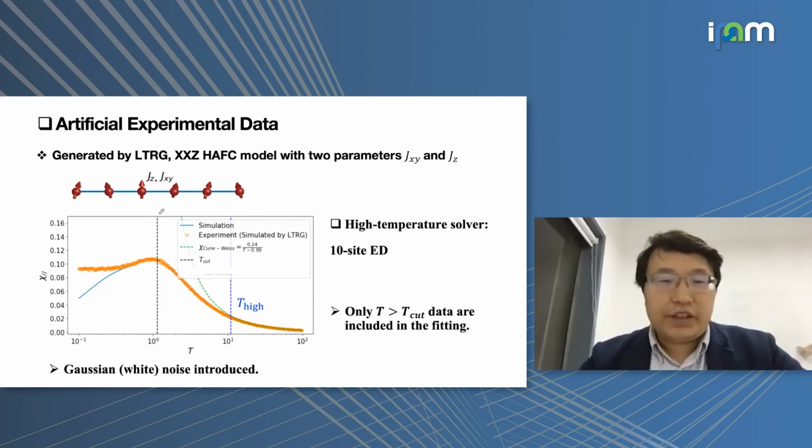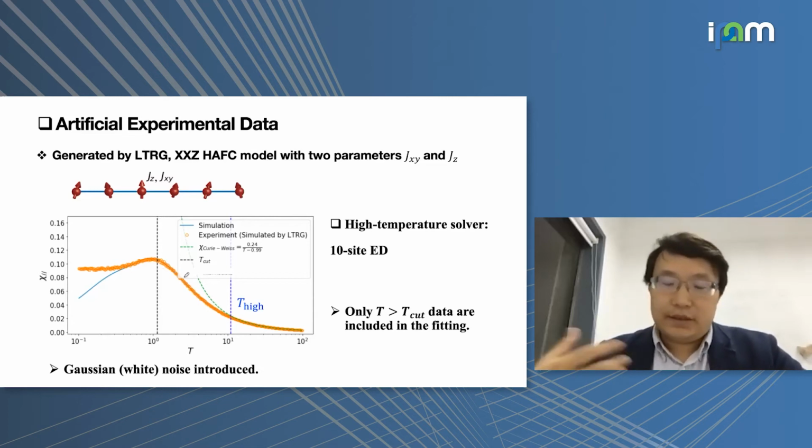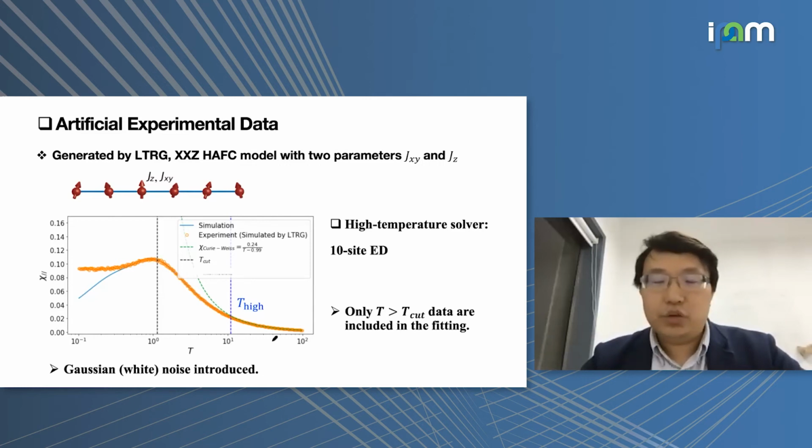However, we can set the Tcut. Here we set the Tcut around the peak of the specific heat, so that only the data points above the Tcut are included in the fitting. We would like to see, can we retrieve the two parameters, the JXY and JZ?